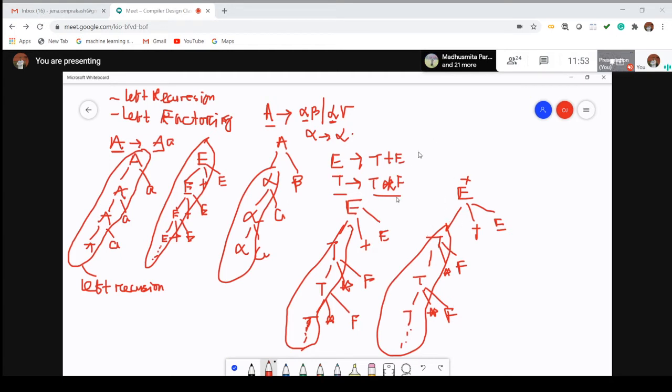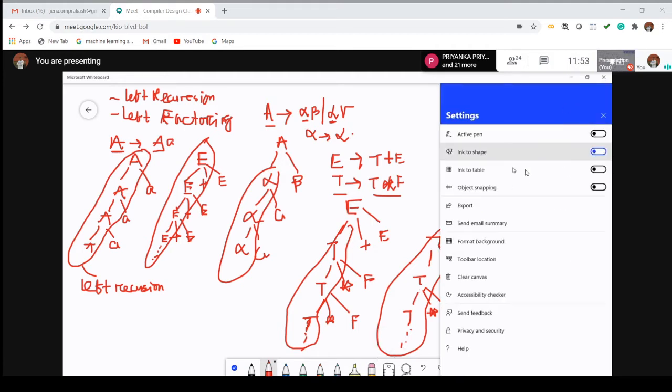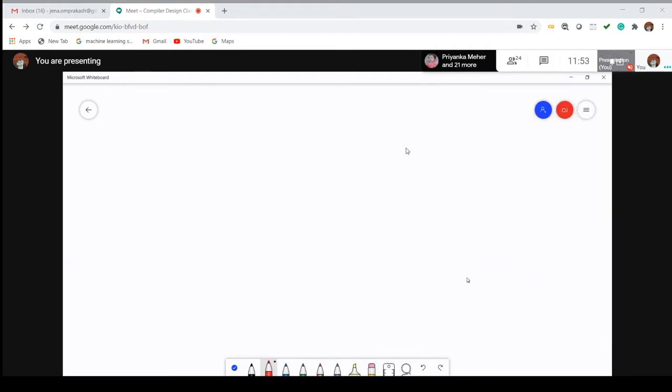Okay, I'll give an example. I'll add the algorithm. Don't worry about this one. So this is the basic concept of left recursion and left factoring. Now we'll go for the method to find out left recursion and left factoring. First we'll go for the left recursion, then we'll go for the left factoring.